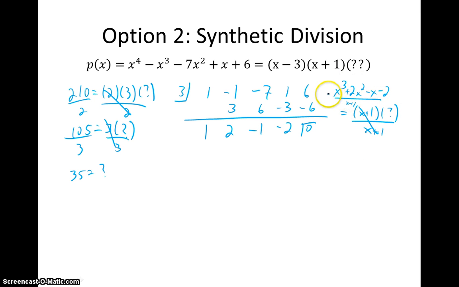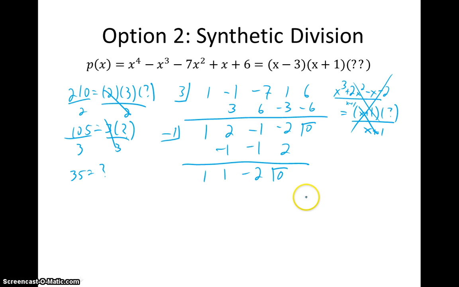So I can do synthetic again, and these coefficients are already listed right here. So don't even bother writing this thing over here. Just use those coefficients, and now we're going to put negative 1 into our box. Draw a line. 1 comes down, times negative 1 is negative 1, plus 2 is 1, times negative 1 is negative 1, and negative 1 are negative 2, times negative 1 is positive 2, gives us another result of 0 there.